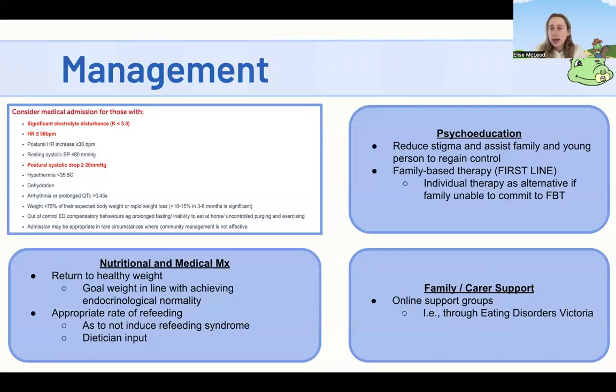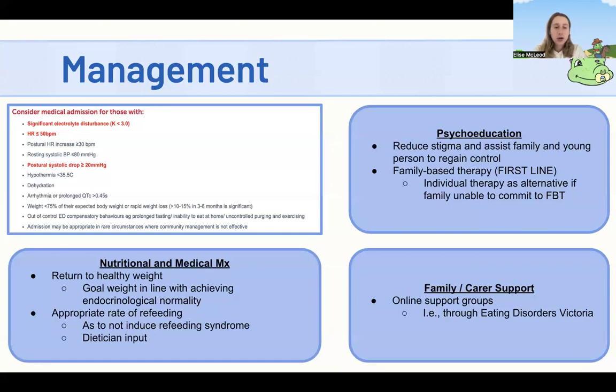In terms of psychoeducation, I guess one of the key things is really explaining the diagnosis and making sure that the family and young person understand it and really trying to break down that stigma if you identify that as an issue. And family-based therapy is first line. But if this is just not practical in a particular family unit, individual therapy can be done, but family-based is definitely key.